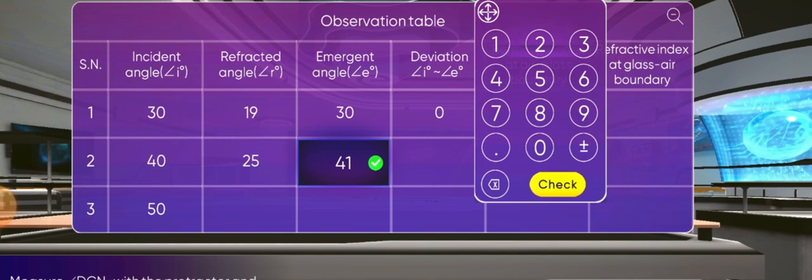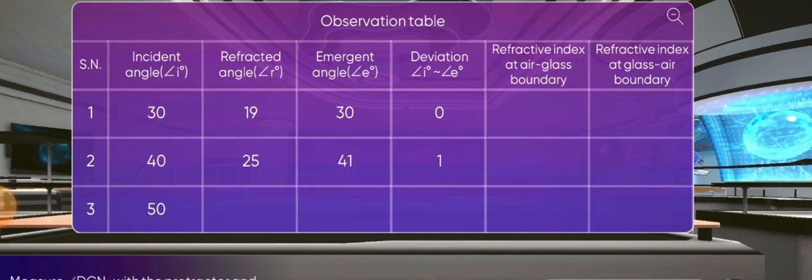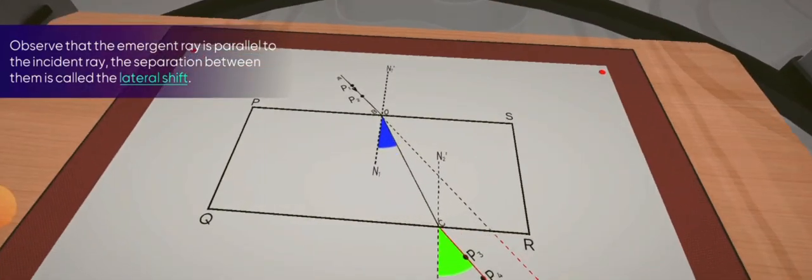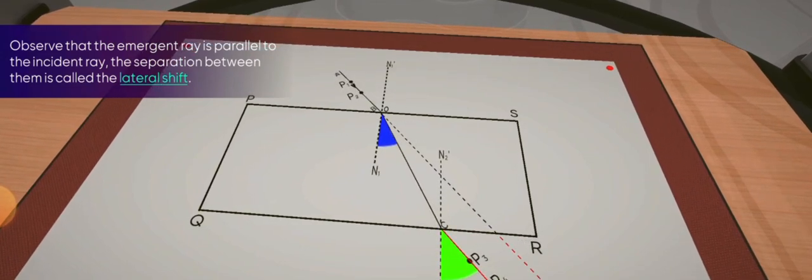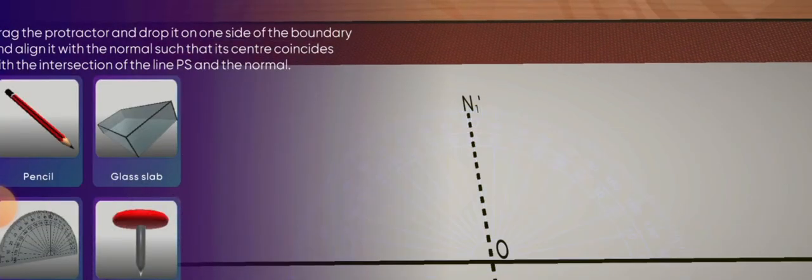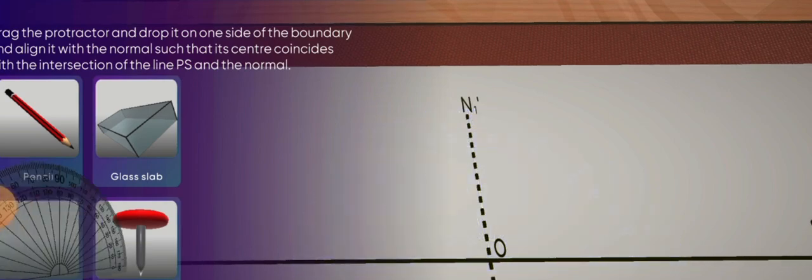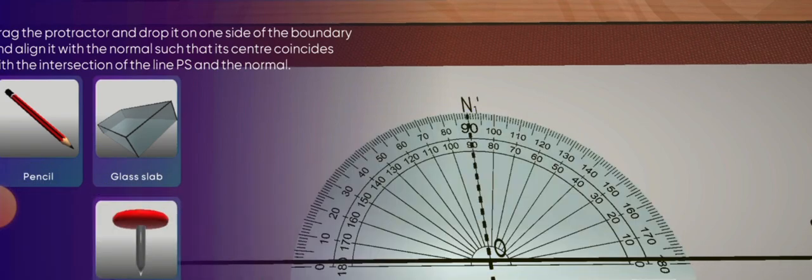It is correct. So in the second observation, angle of incidence and angle of emergence vary with 1 degree, and then also it is supposed to be correct. Then also the incident ray has taken a lateral shift. So when incident ray is produced, it goes parallel to the emergent ray. 1 degree variation between angle of incidence and angle of emergence is a laboratory error, and that is allowed.